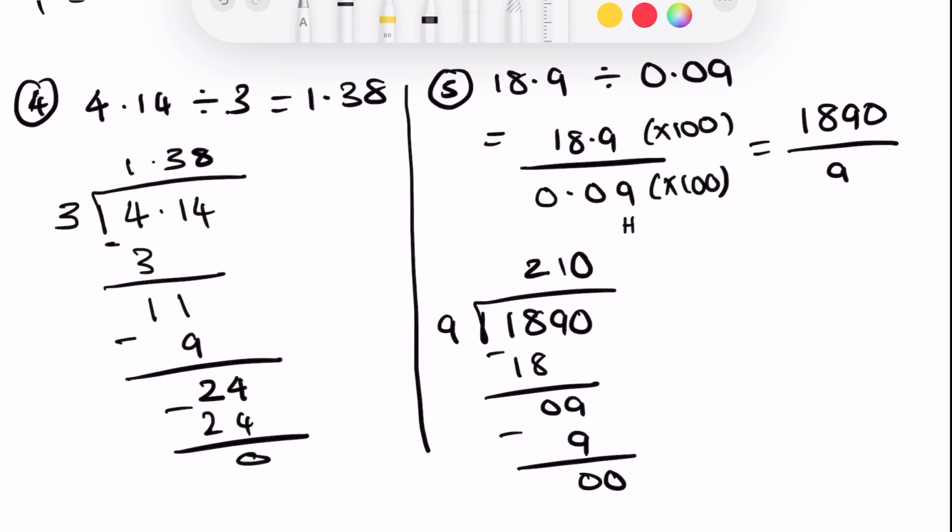Now, because we've multiplied the top and the bottom by the same amount, we don't need to divide by anything. We have solved our whole question. So 18.9 divided by 0.09 is 210. Okay.